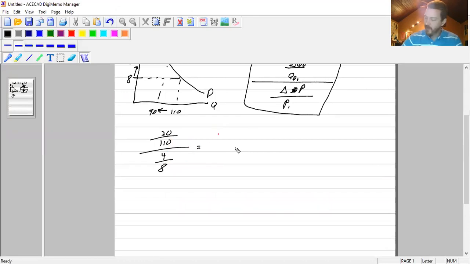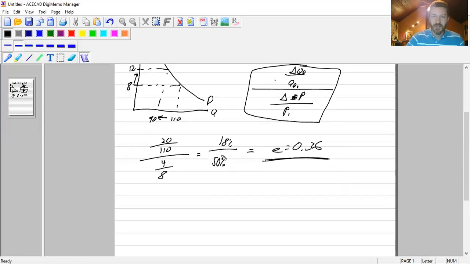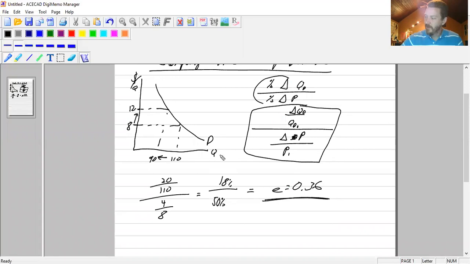If you do the little bit of math here, that comes out to an 18% change in quantity demanded relative to a 50% change in price. That gives you an elasticity of 0.36. And that's it. Elasticities have no unit attached to them. Again, elasticity is defined as the percent change in quantity demanded relative to the percent change in price, as you see written up here, but there is no unit attached to the number. The elasticity is what it is.